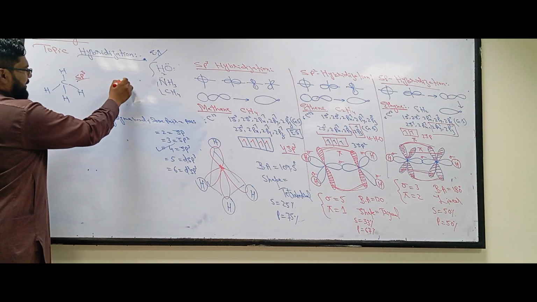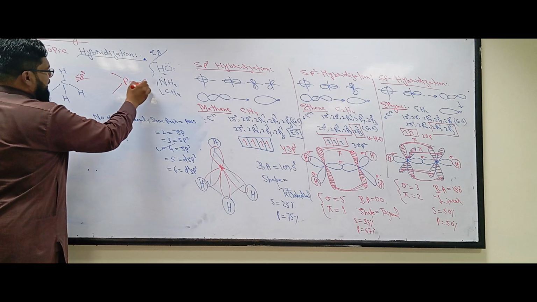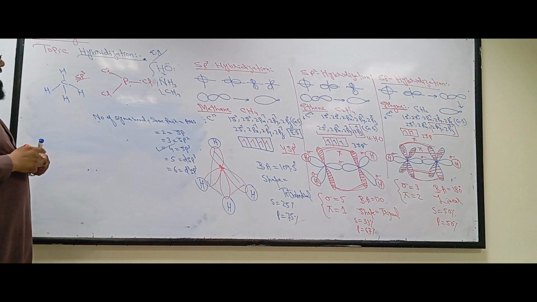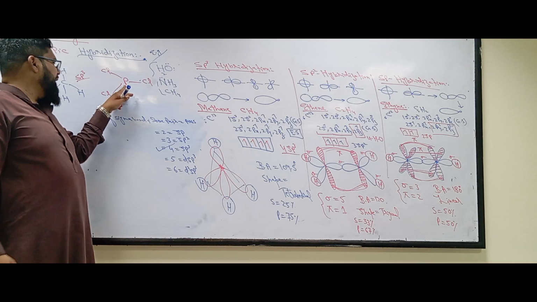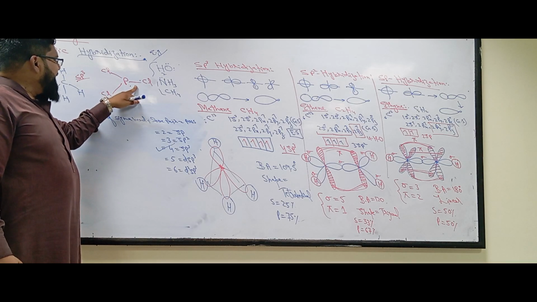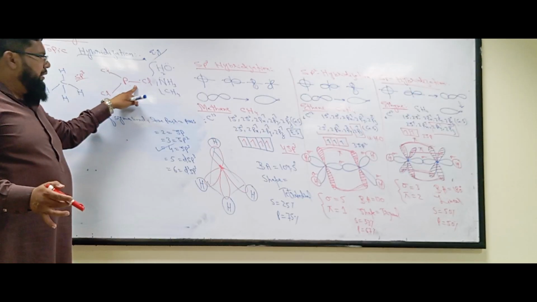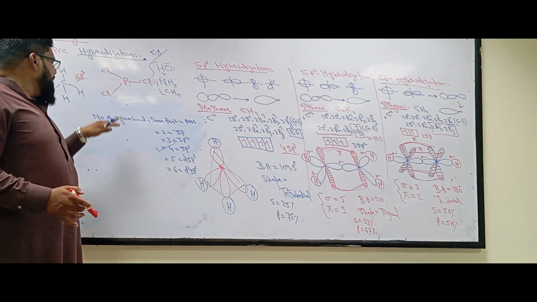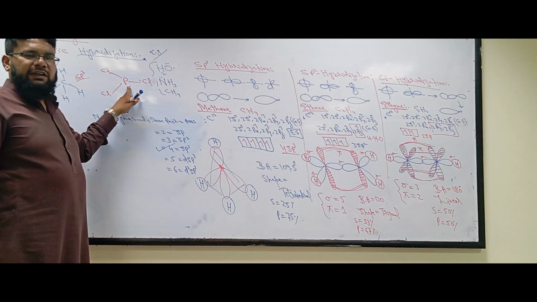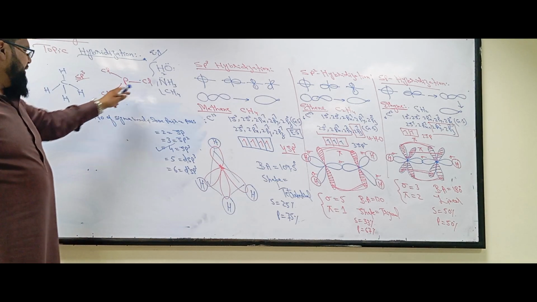Now we will check PCl3, phosphorus trichloride. This is the central atom, and there are 3 sigma bonds. There is no pi bond. So 1, 2, and 3. This shows the sp2 hybridization.